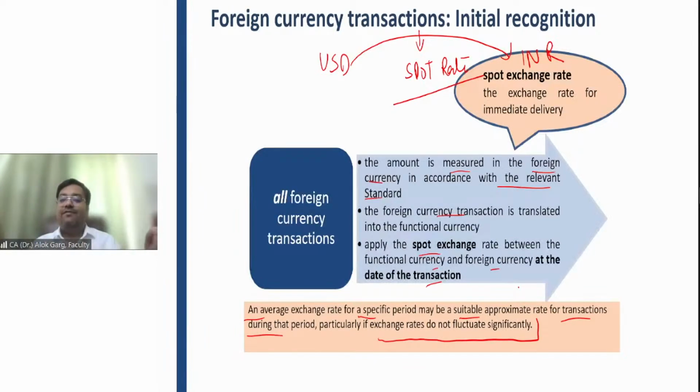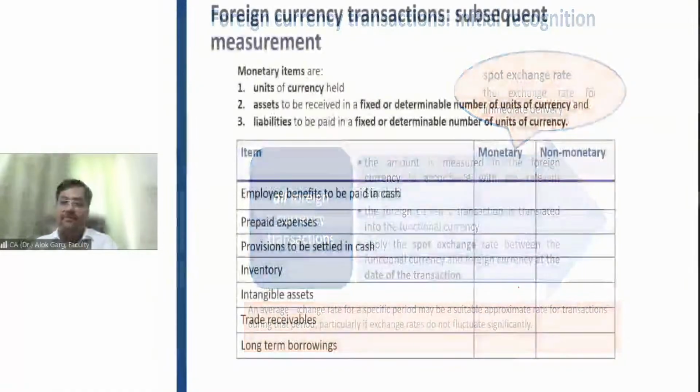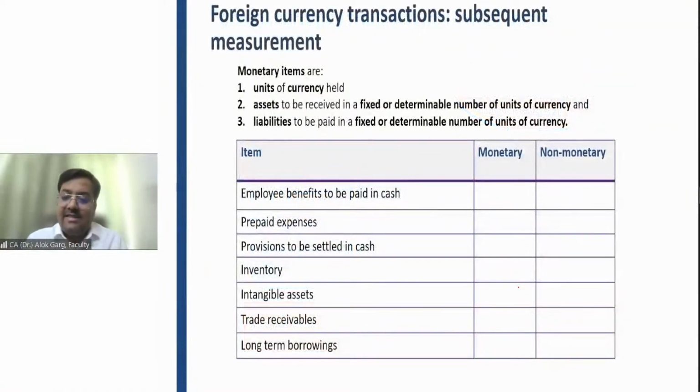If it is a series of transactions, frequent transactions like expenses, sales, purchases, you can apply a monthly average rate, weekly average rate, quarterly average rate, or yearly average rate, provided there should not be major volatility between these average rates, right? Is that clear? Okay. So let me give an example here.